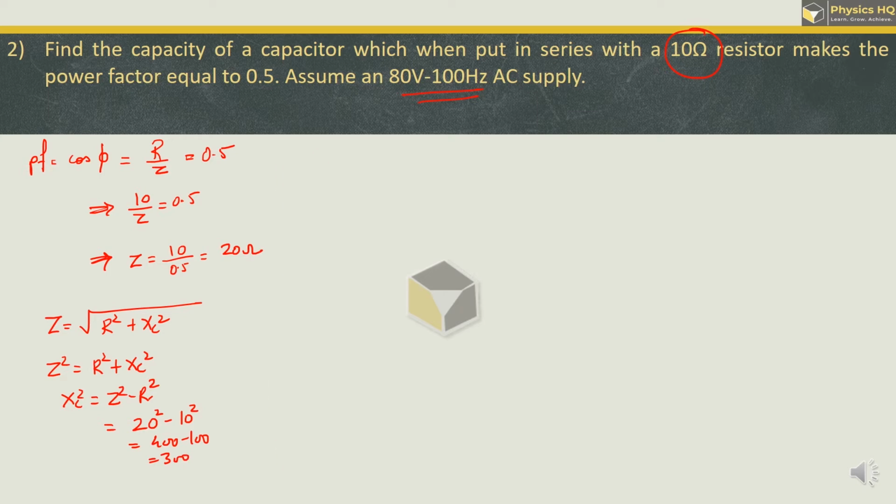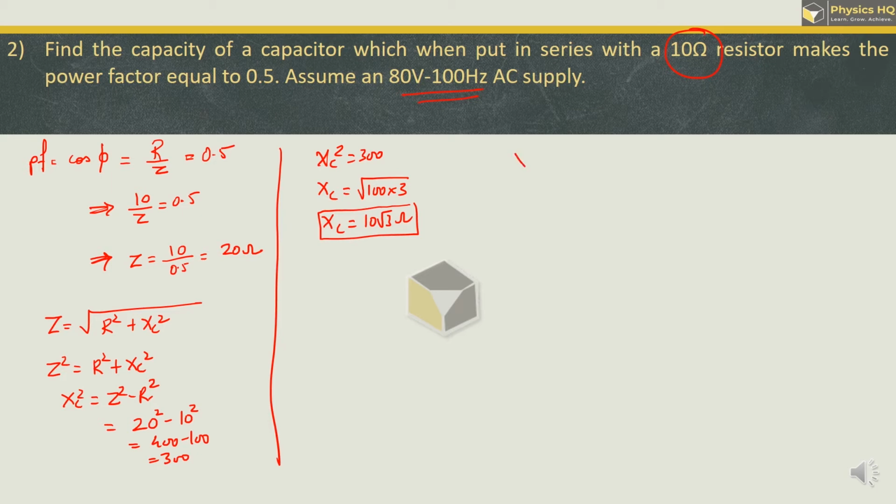So we can write Xc square is equal to 300, or we can have Xc is equal to under root 300, or we can write this as 100 into 3. So we will have Xc is equal to 10 root 3 ohm. Now to find the capacitor value, we will use the formula Xc is equal to 1 upon 2 pi Fc. C is equal to 1 upon 2 pi F into Xc.